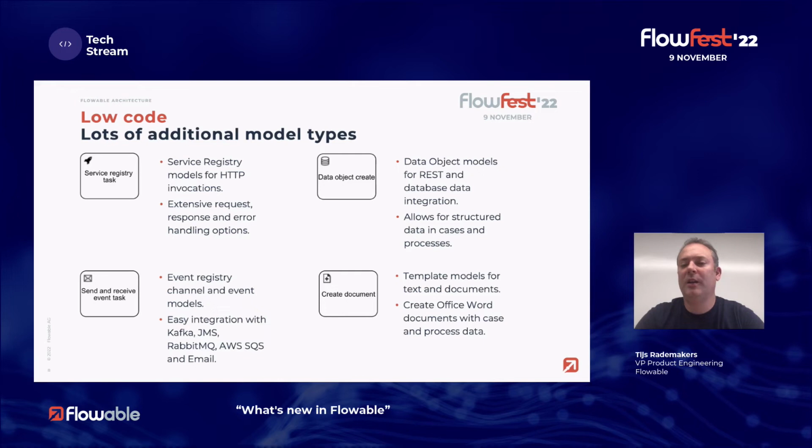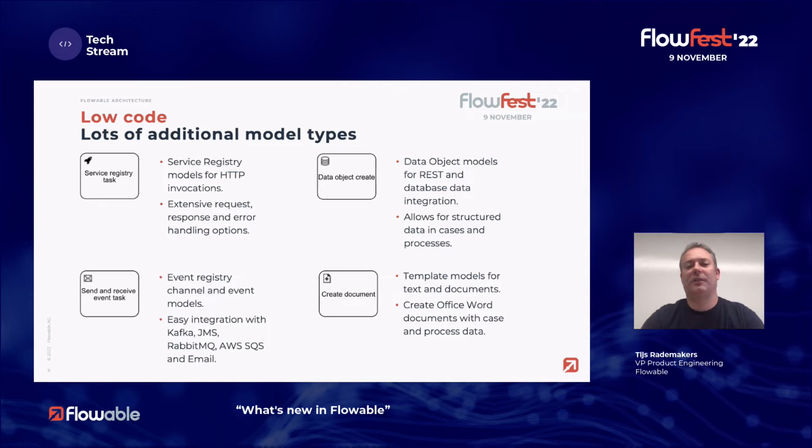And then the last thing is creating a document. That's something that everybody can relate to. You have a lot of context in a case, in a process, a lot of variables that you have available, and you want to use that context to generate a document. It can be a welcome letter and just anything else that you can think about. And then in those template models, you can use the variable context that you have within your process and case and send out a nice Office Word document with that data. So that's another thing that's possible with Flowable.